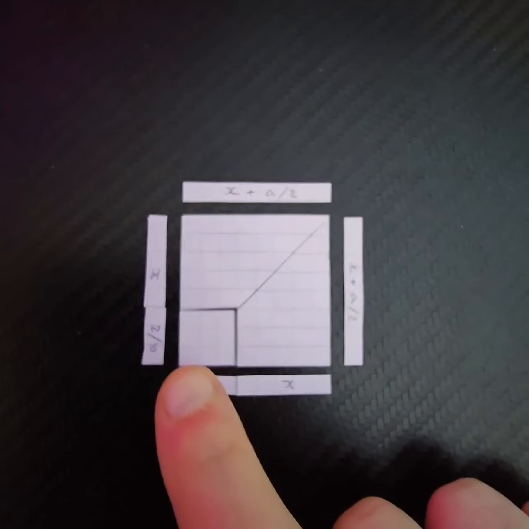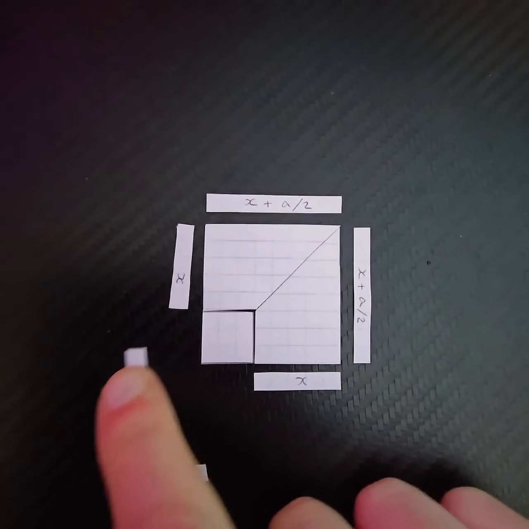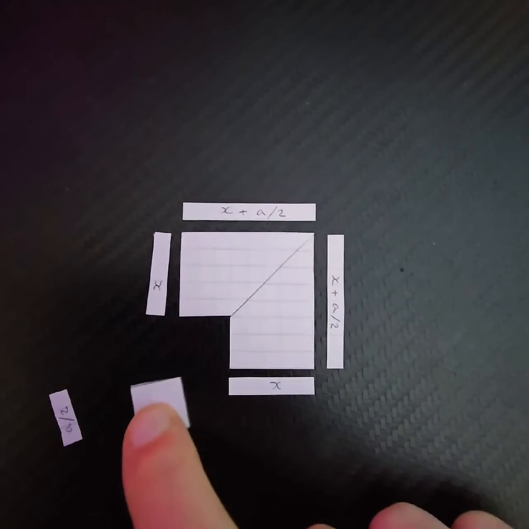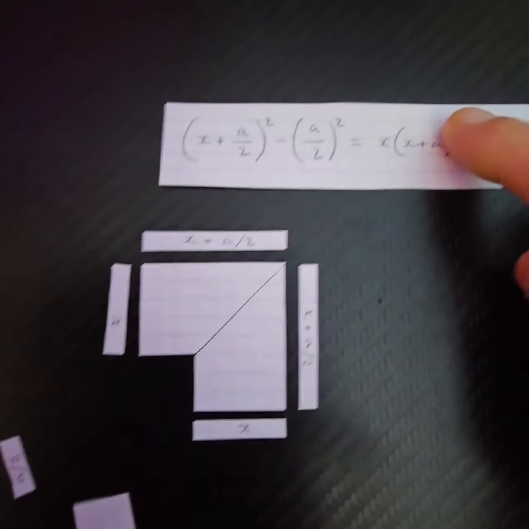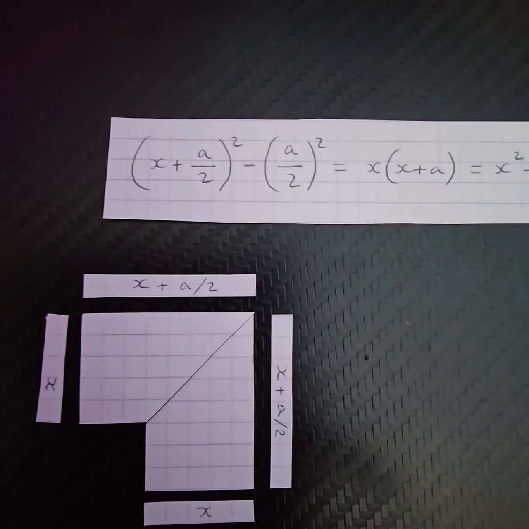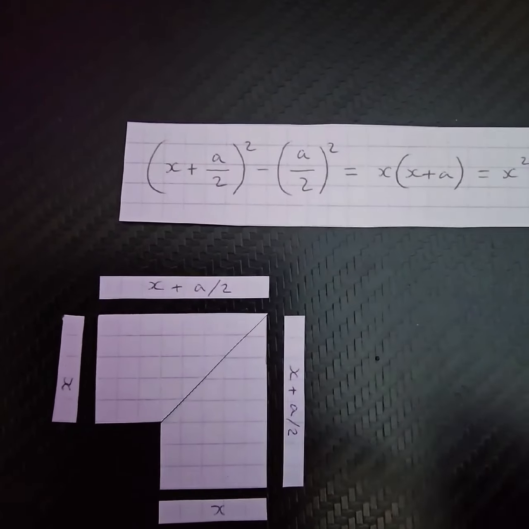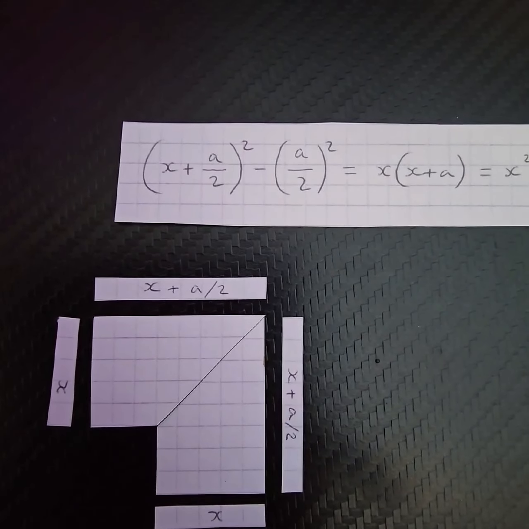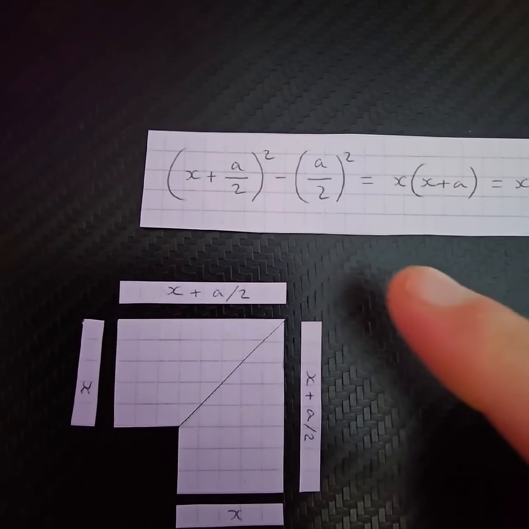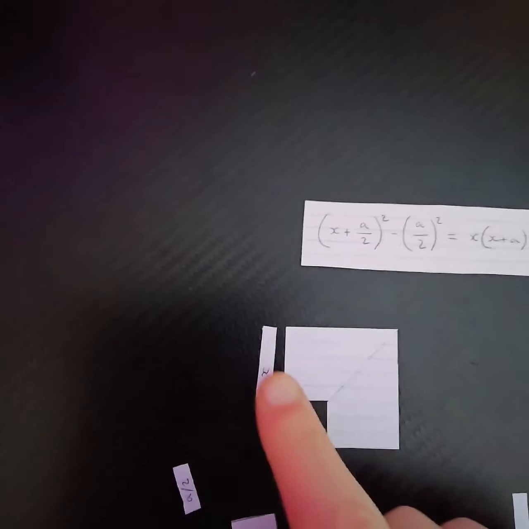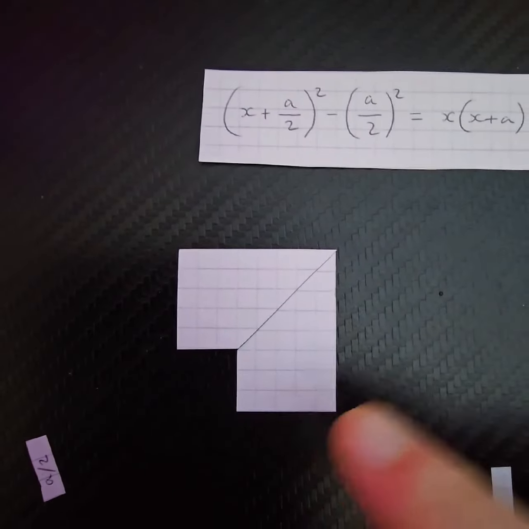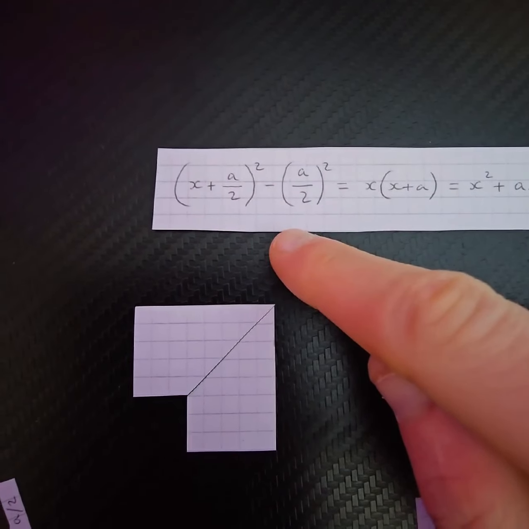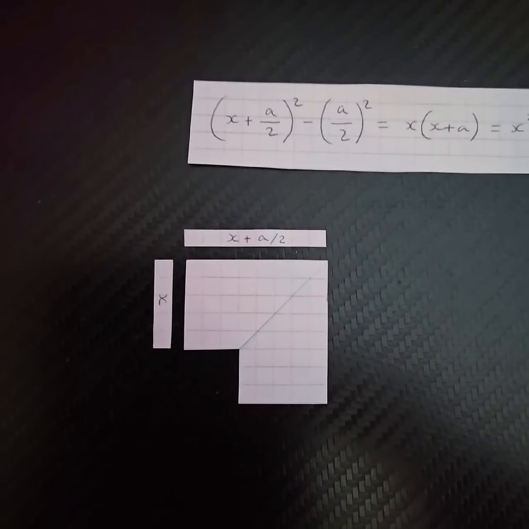Now, if we subtract this square over here from the larger square, what we get is this part of the equation. That is (x + a/2)² − (a/2)², right? So this over here is this up here. Okay, so we're close to the end of this proof up here.